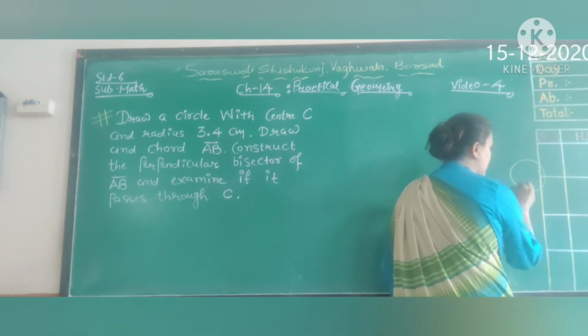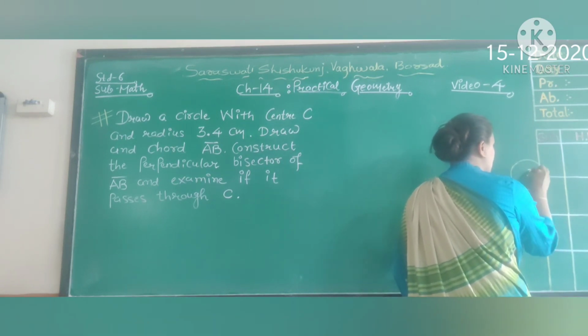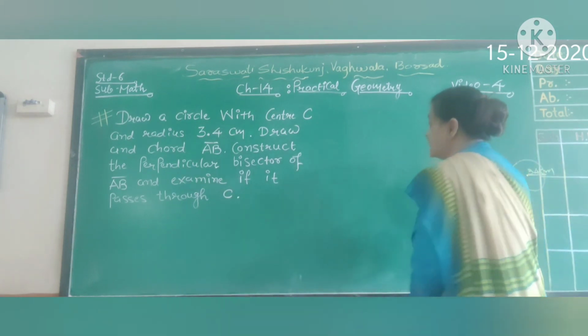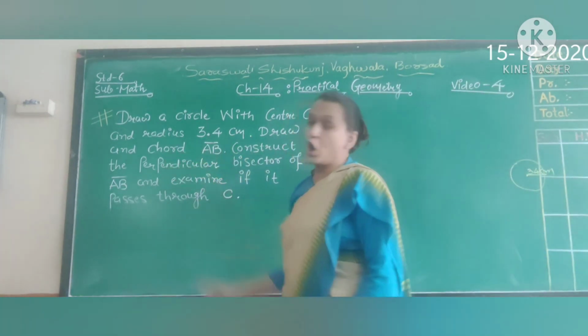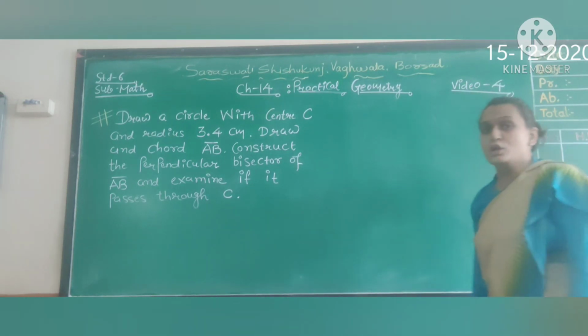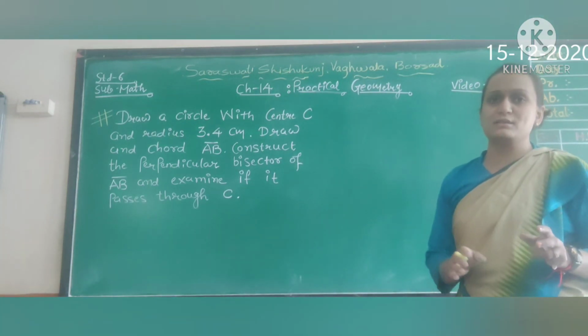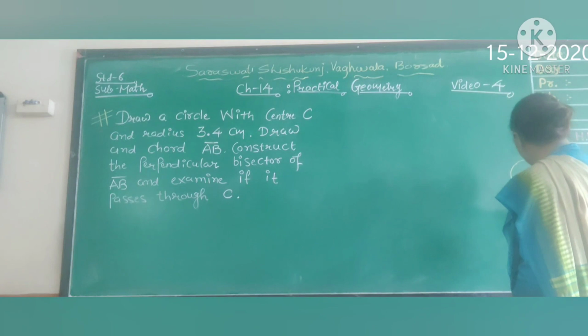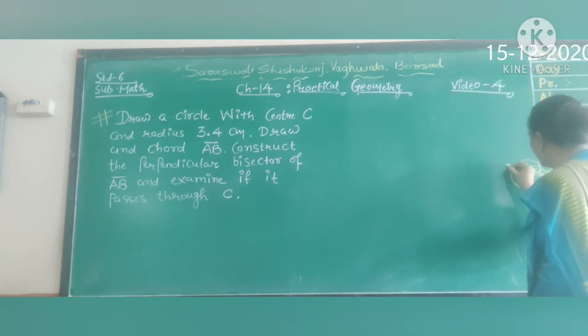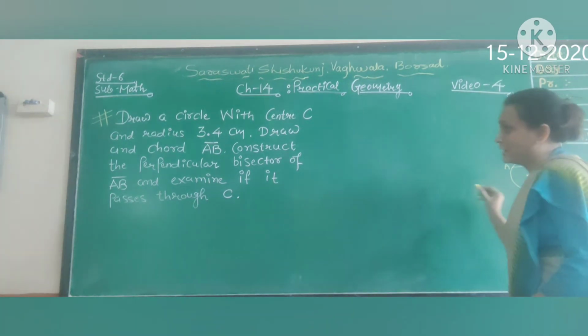So first you have to make a circle with the radius 3.4 cm. Then after, draw a chord AB. So all of you know, chord means what? It does not pass through the center. So suppose we are taking our chord AB here. So this is our chord AB.